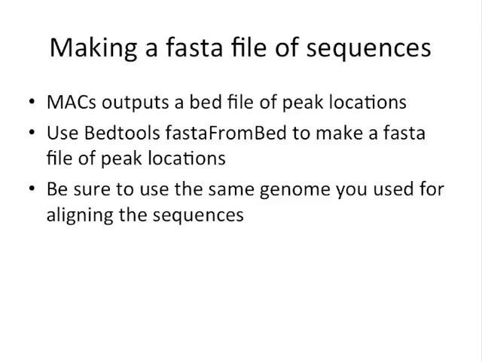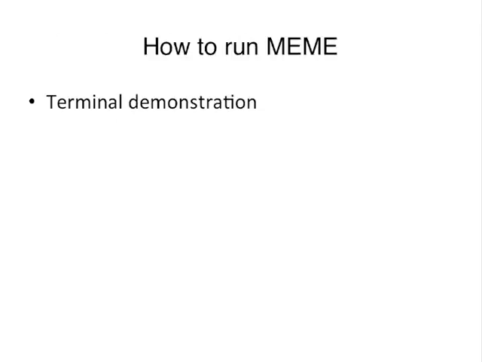So one of the first things you have to do is make a FASTA file of the sequences. MACS outputs a BED file of peak locations. You can then use bedtools and a specific tool called getfasta (fasta-from-bed) to make a FASTA file of the peak regions. To do this, you give it the locations, which is the BED file, but you also have to give it a genome to pull the sequence from based on that location. So be sure to give it the same genome that you used for aligning your sequences.